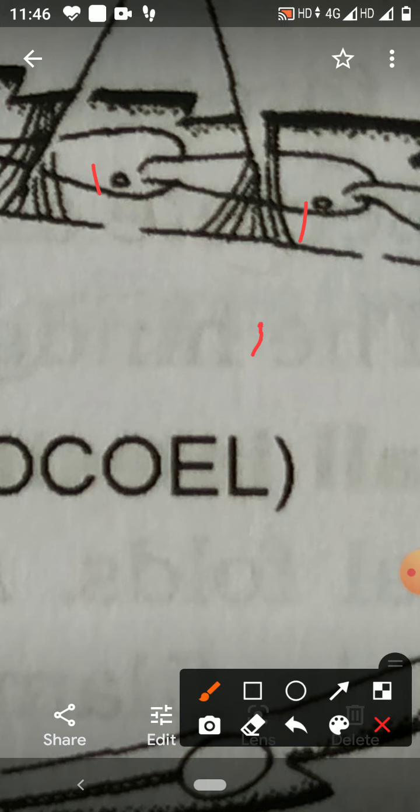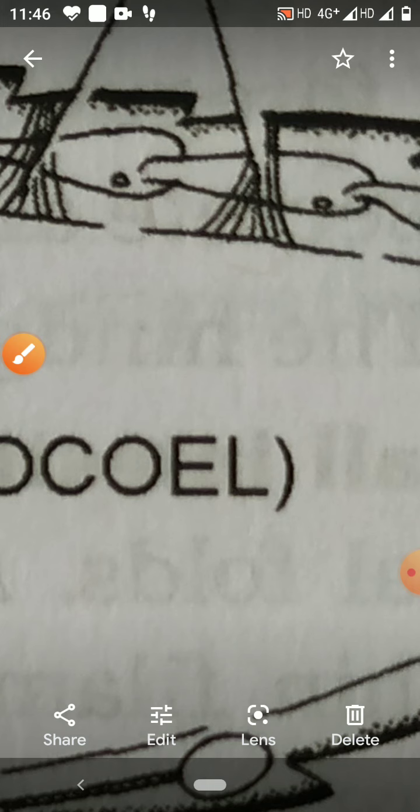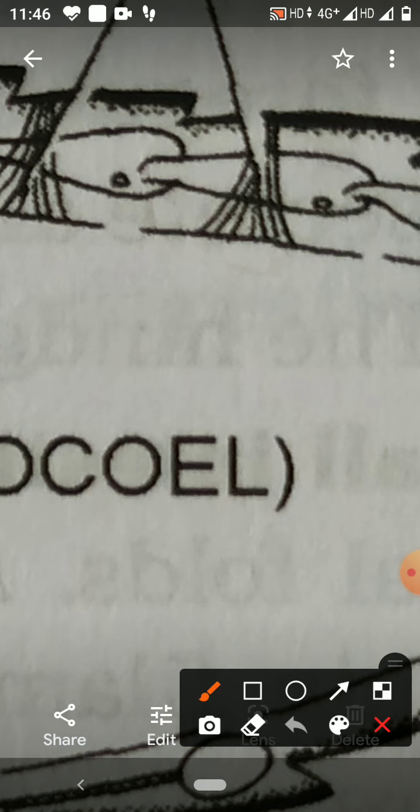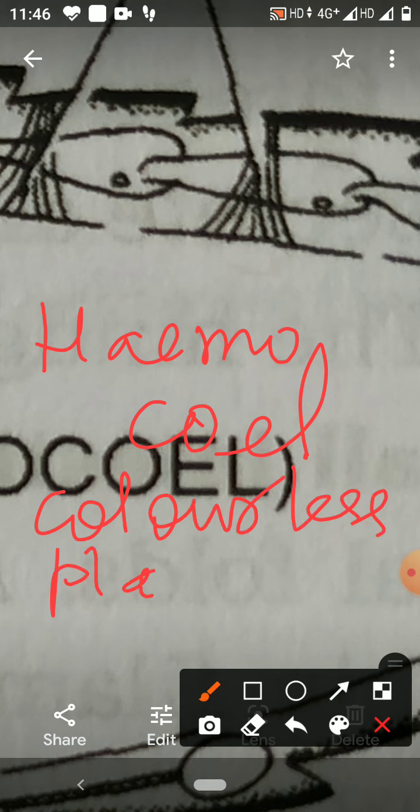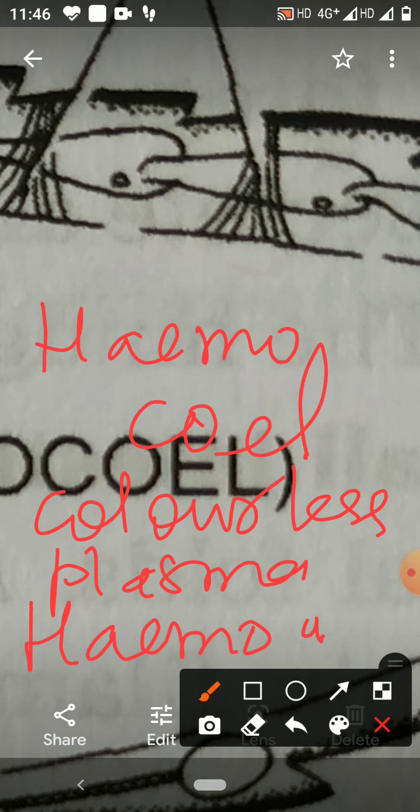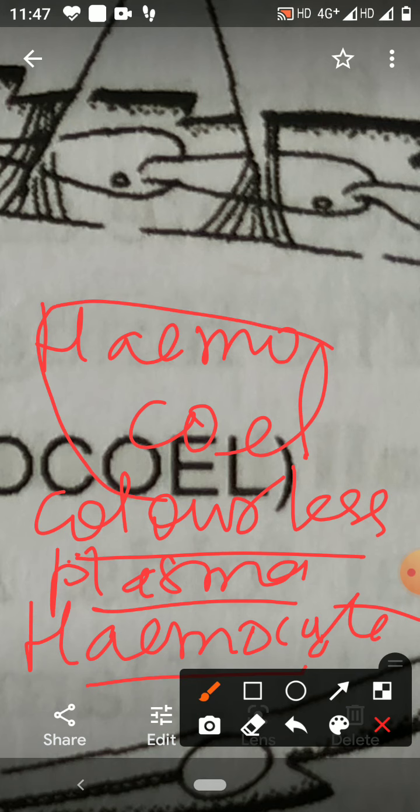What blood is here? This blood is hemolymph. It consists of colorless plasma and hemocytes. The blood of the cockroach consists of colorless plasma and hemocytes. Blood of the cockroach is called hemolymph.